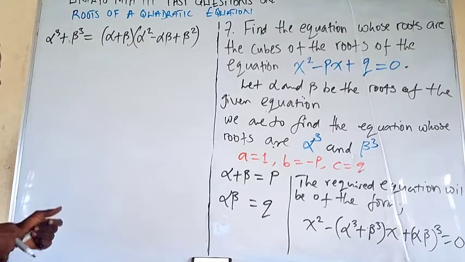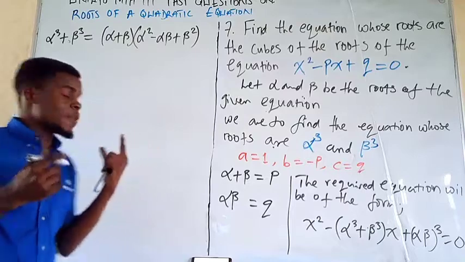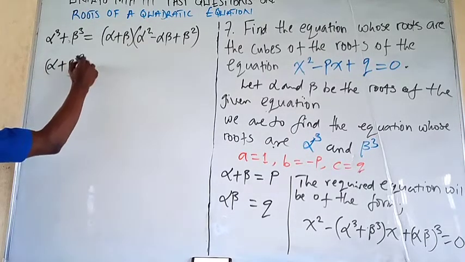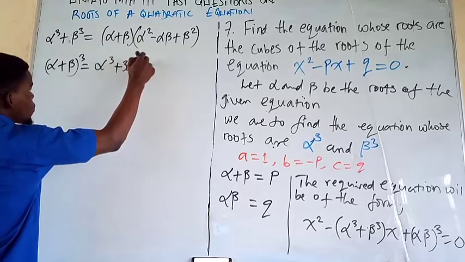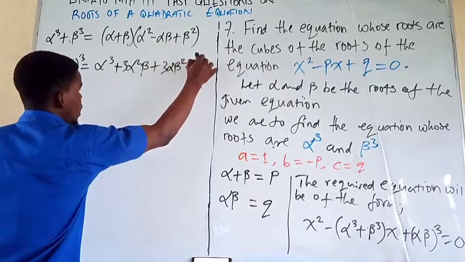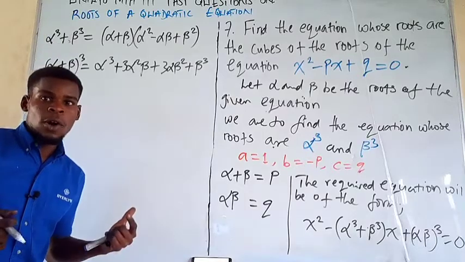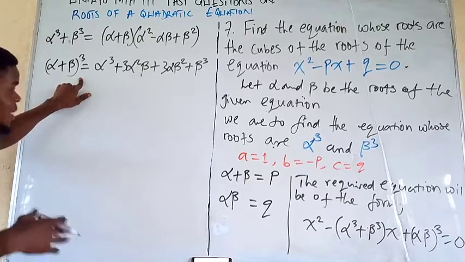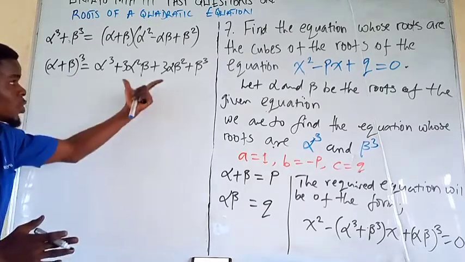Okay, now this can be gotten from the binomial expansion of alpha plus beta all cubed. This will just give you alpha cubed plus 3 alpha squared beta plus 3 alpha beta squared plus beta cubed. If you want to expand this, you can use binomial expansion, or you can go the long way, multiply them 3 times and try to simplify things. This is what you will get.